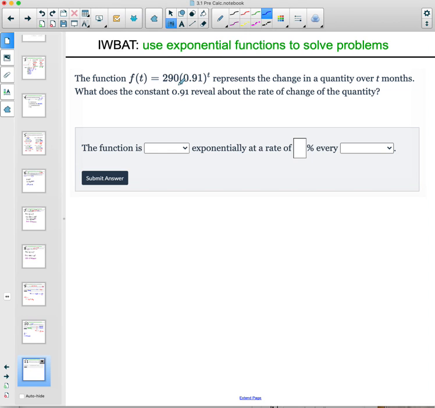Then this one, same idea here. Again, this one's less than 1 inside the parentheses, so this is going to be decreasing. Find the rate. We'll take that 0.91 and subtract 1 to get negative 0.09. As a percent, this is 9%. Every how often? Well, when you look at this, this just says t. So this is already a 1 here. So in months. So every 1 month.